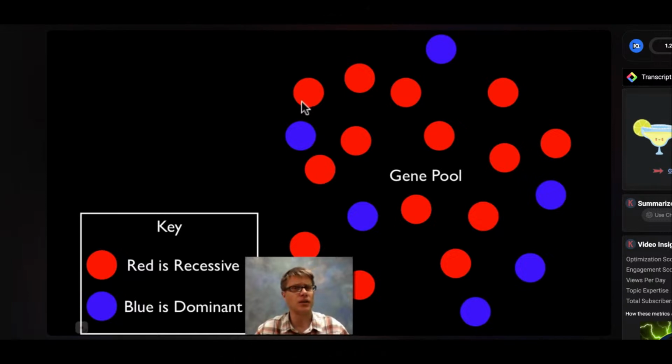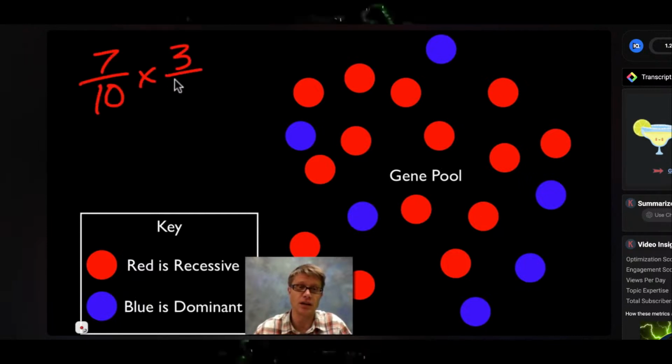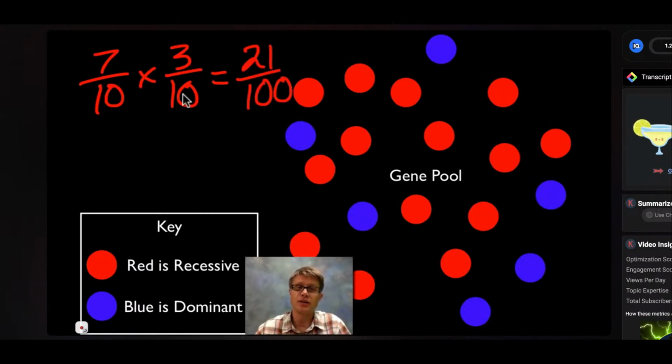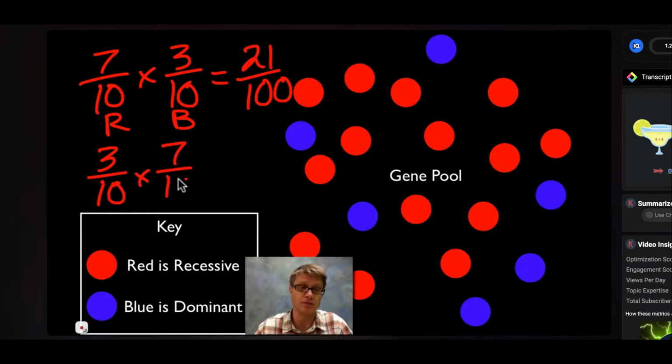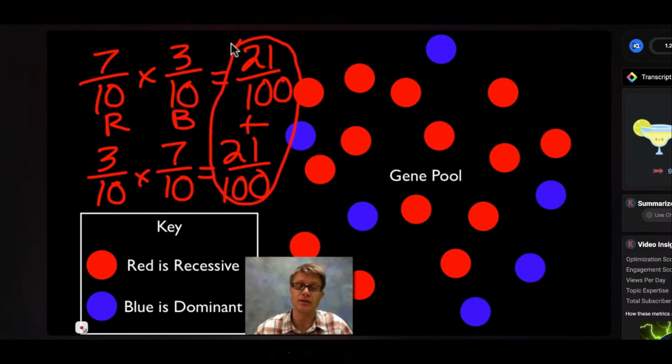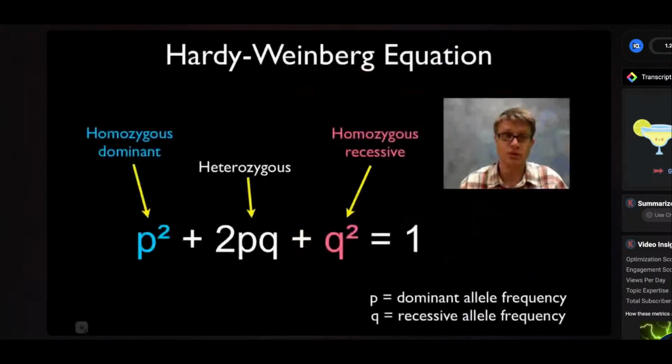So what are the odds of me pulling out a blue and then a red? Well, to do that, it would be a 7 out of 10 of the red times a 3 out of 10 of the blue. So that's going to be 21 out of 100. But I don't have to necessarily pull out a red on the first time and then a blue on the second. I also could do it by getting a blue on the first time, 3 out of 10 times 7 out of 10. And so that would be 21 out of 100 as well. And so I have to add these two because I could get a red and a blue one in 2 ways. And so when we look at the equation for Hardy-Weinberg equilibrium, let's go to that.